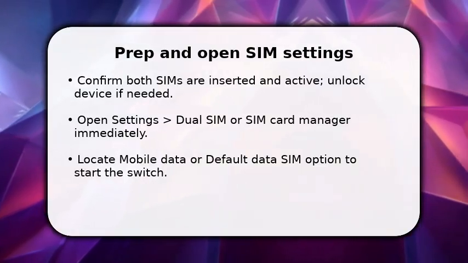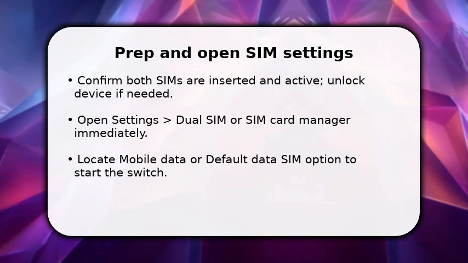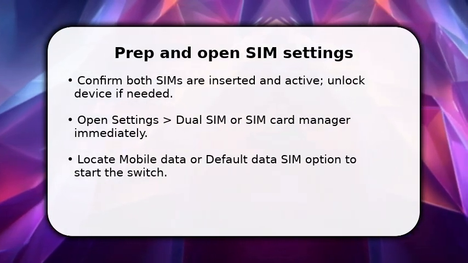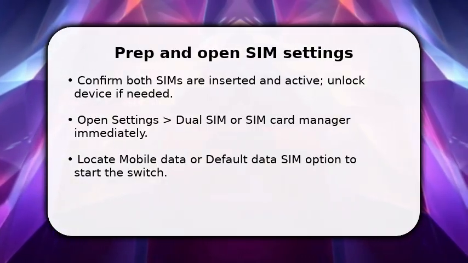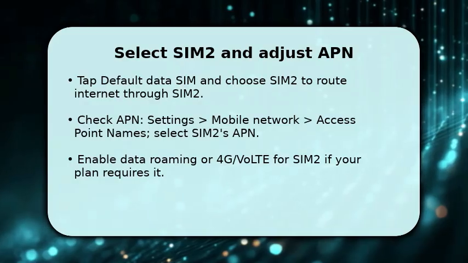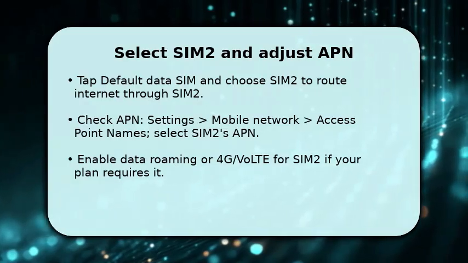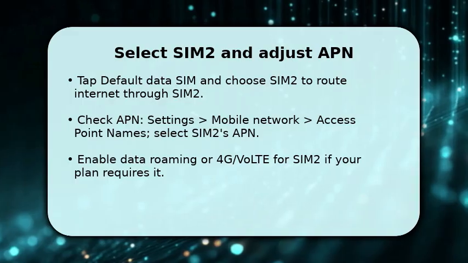You will use the mobile data or default data SIM option next to change which SIM supplies internet. Now choose SIM2 as the default data SIM. Tap default data SIM and pick SIM2 so the phone routes internet through the second card.